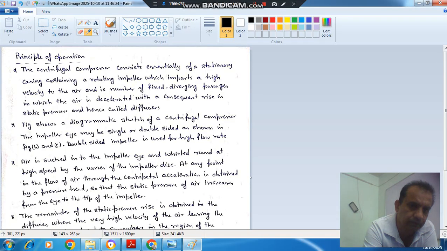Reading out again, the centrifugal compressor consists essentially of a stationary casing containing a rotating impeller which imparts high velocity to the air, and a number of fixed diverging passages in which air is decelerated with a consequent rise in static pressure, hence called diffuser. Figure shows a diagrammatic sketch of a centrifugal compressor. Impeller eye may be single or double sided. As shown in the figure, a double sided impeller is used for high flow rate.